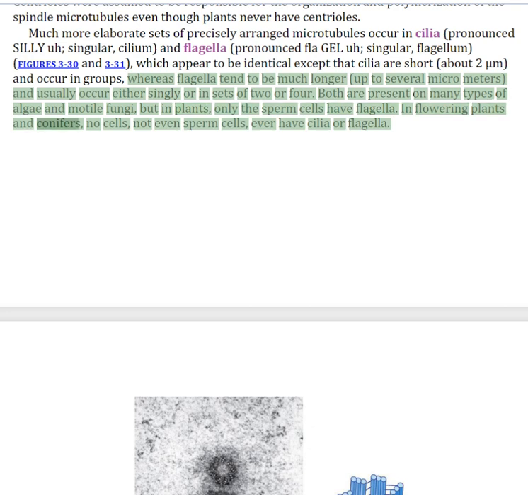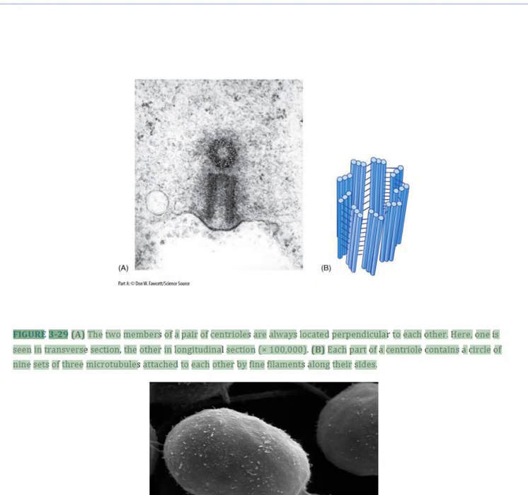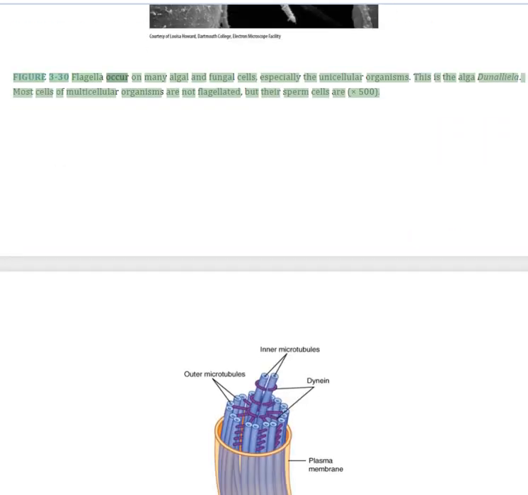In flowering plants and conifers, no cells, not even sperm cells, ever have cilia or flagella. Figure 3.29: The two members of a pair of centrioles are always located perpendicular to each other. Here, one is seen in transverse section, the other in longitudinal section. Each centriole contains a circle of 9 sets of 3 microtubules attached to each other by fine filaments along their sides. Figure 3.30: Flagella occur on many algal and fungal cells, especially the unicellular organisms.